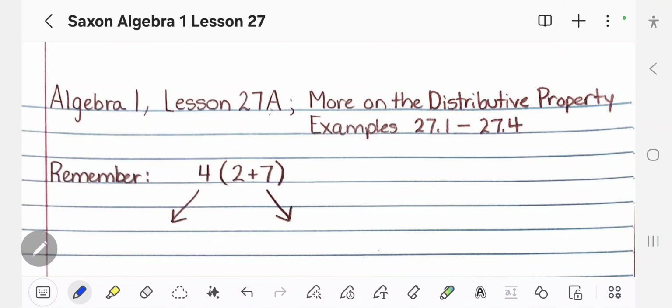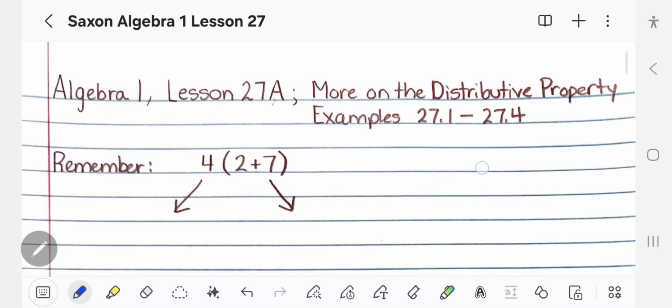This is Algebra 1, Lesson 27A, more on the distributive property. We're going to do examples 27.1 through 27.4. First, a little bit of a reminder about what the distributive property is.